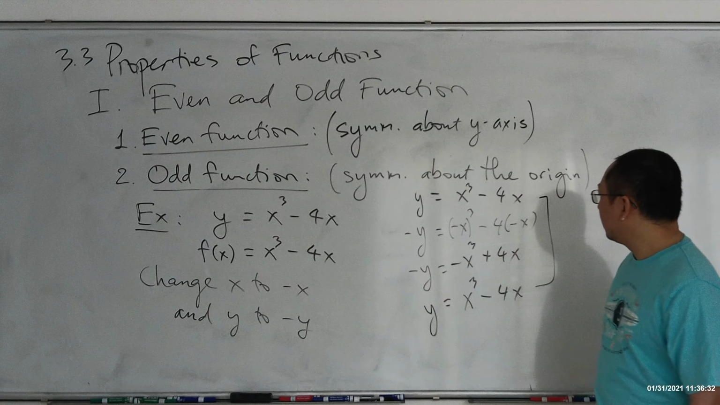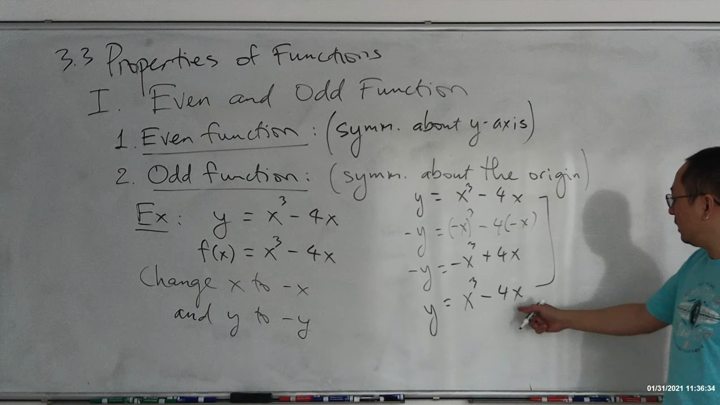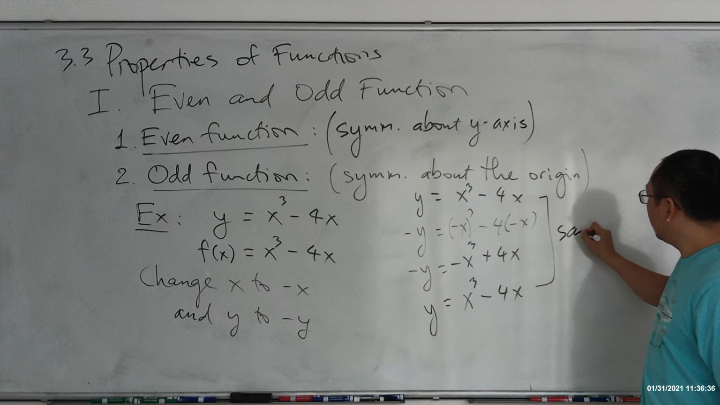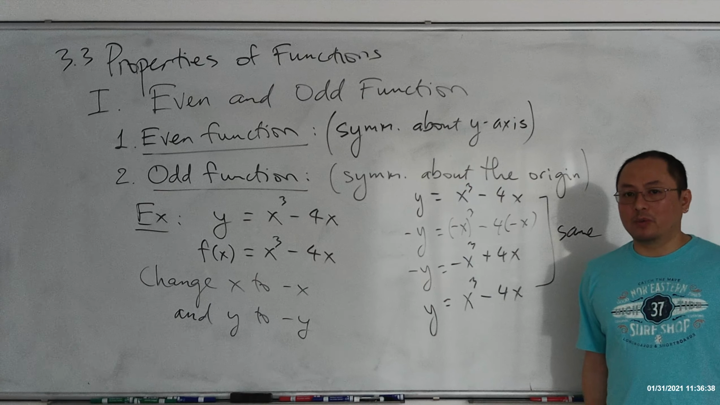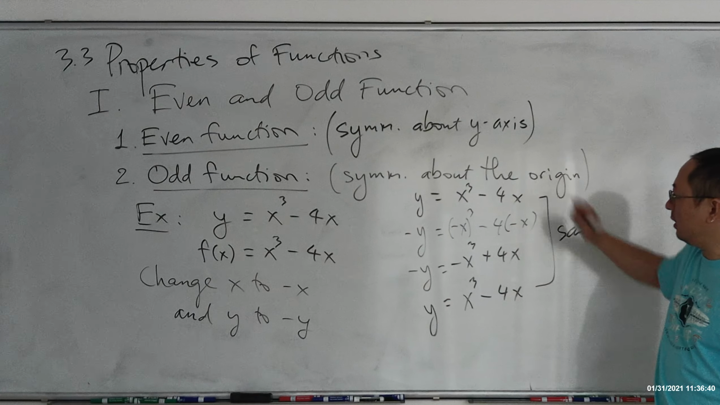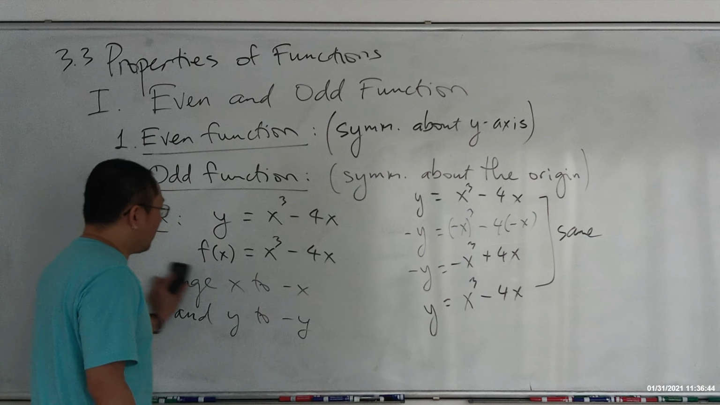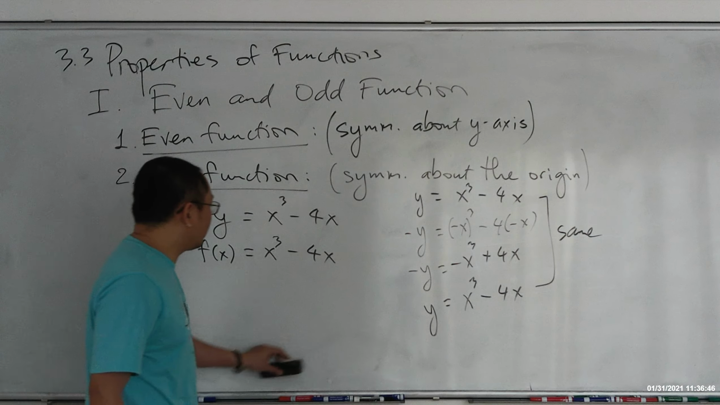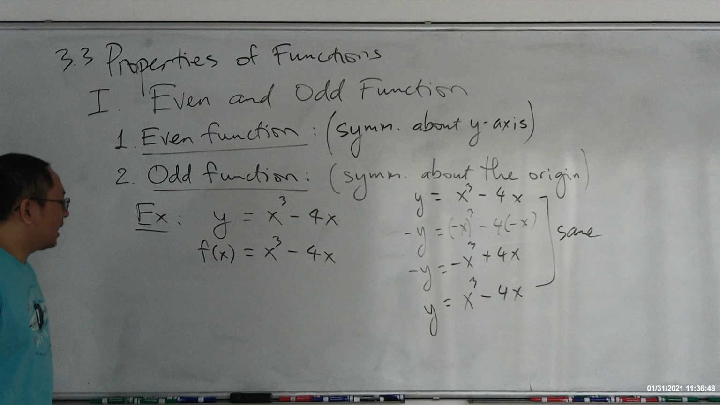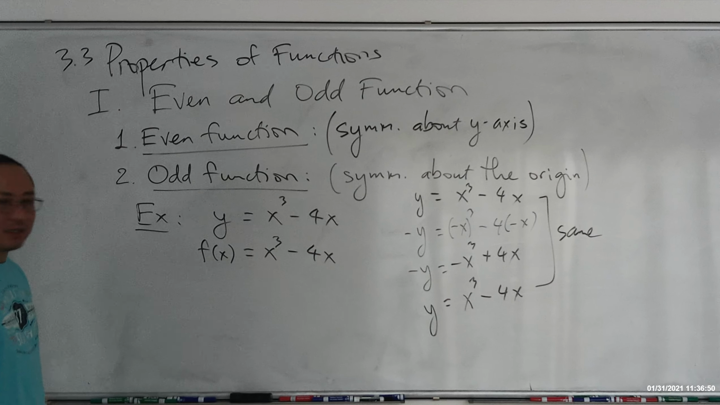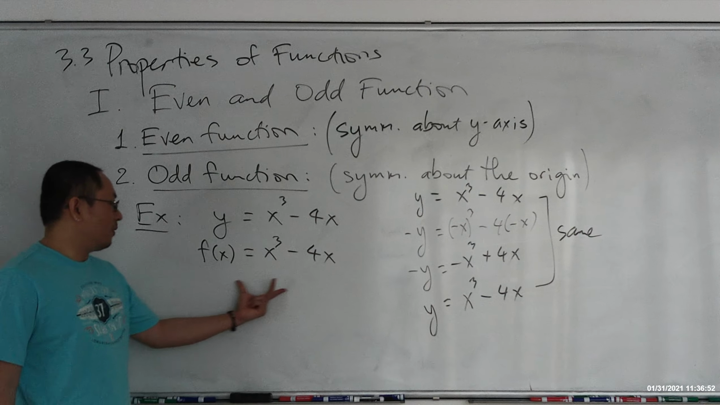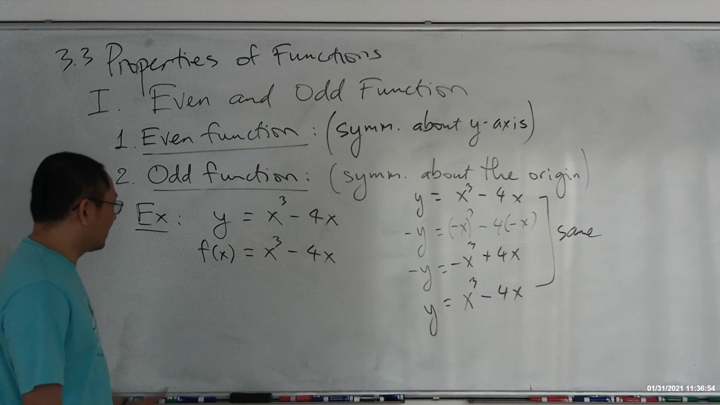See what? The original equation and the new equation are the same. And you say what? The graph will be symmetrical about the origin. Okay? In terms of function, I claim that you do exactly the same, right? You change y to negative y and you change x to negative x. See if it's the same. So what do you mean by y to negative y and x to negative x?